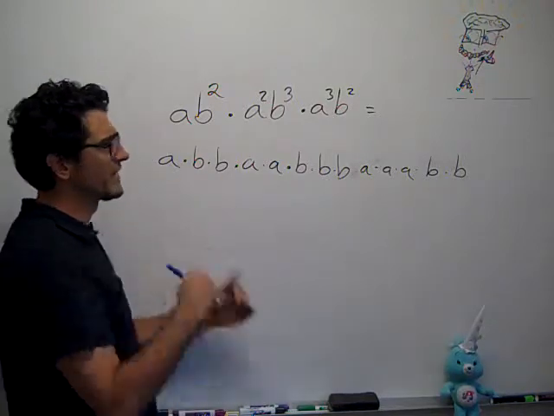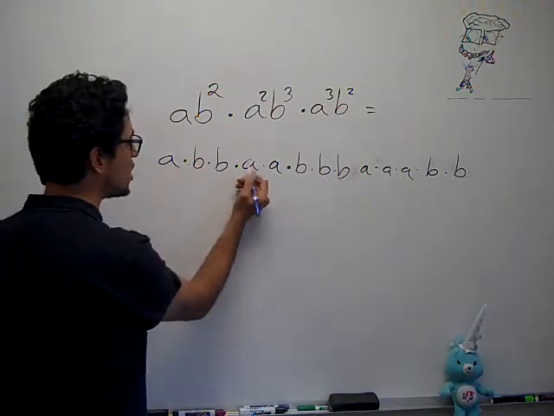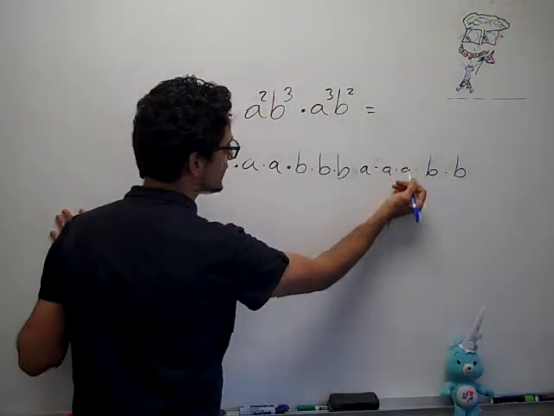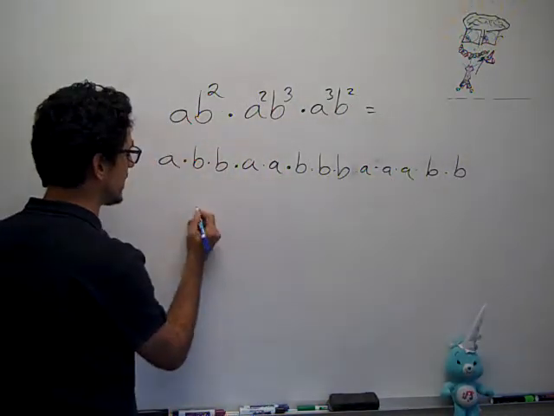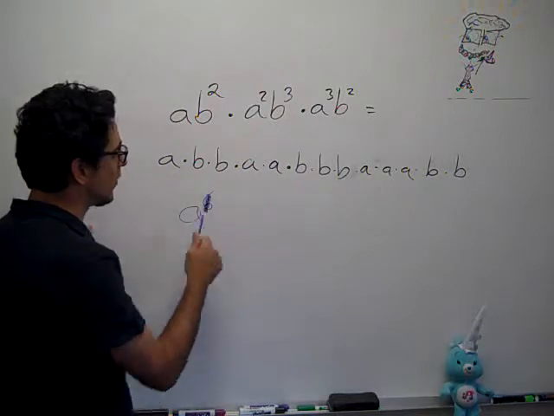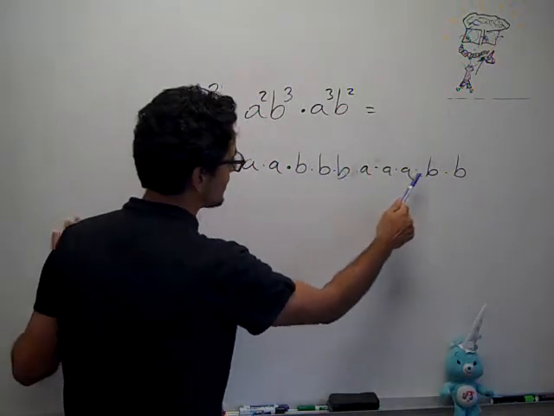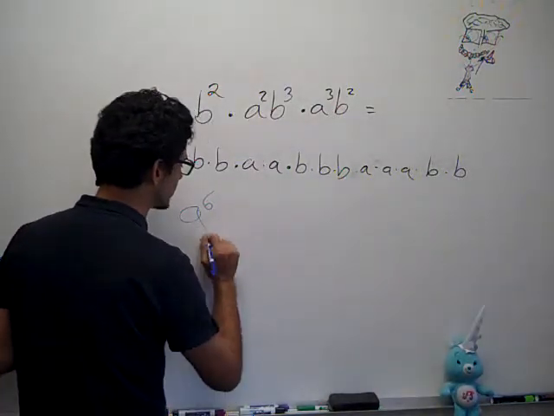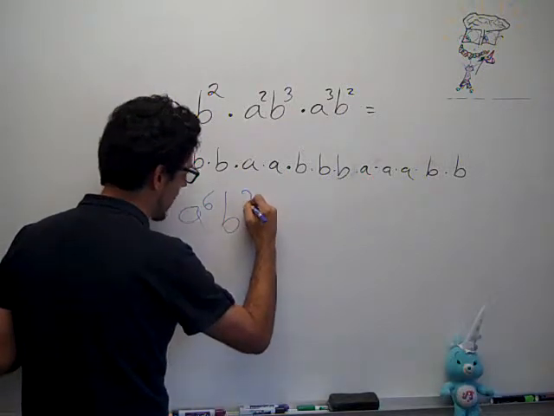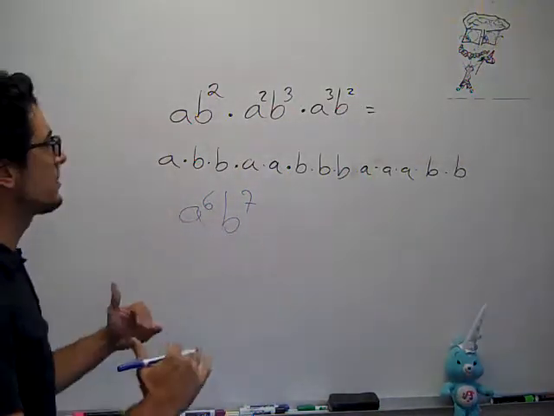So I can go ahead and see, how many a's do I have? Well, I got 1, 2, 3, 4, 5, 6. I have 6 a's, so I could end up with a to the 6th power, and then 1, 2, 3, 4, 5, 6, 7. I have 7 b's, so I've got b to the 7th power. Okay, y'all cool for that? So this would be my answer.